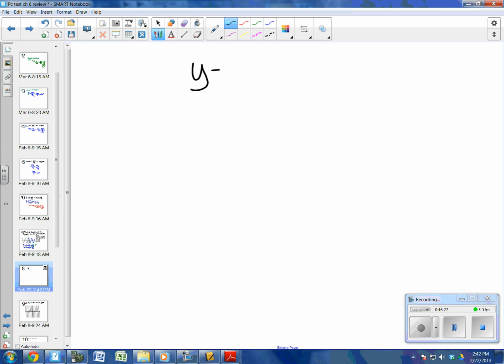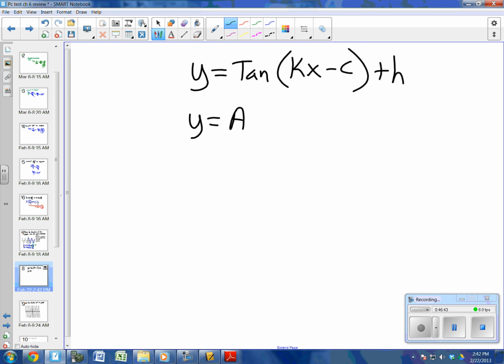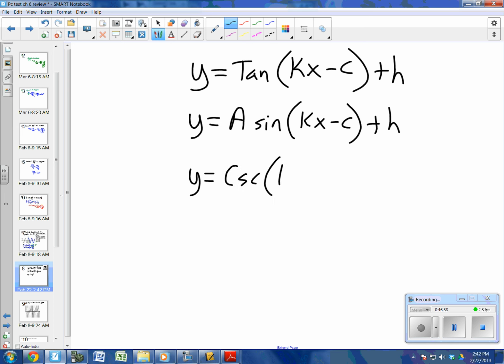For tangent, y equals tangent of kx minus c plus h. So it can be that one. For the other ones, like a sine of kx minus c plus h, you're just going to have an a in amplitude, right? For a cosecant or a secant, I probably won't put an amplitude either. It's probably just going to be something like the cosecant of kx minus c plus h. Those are the formulas.